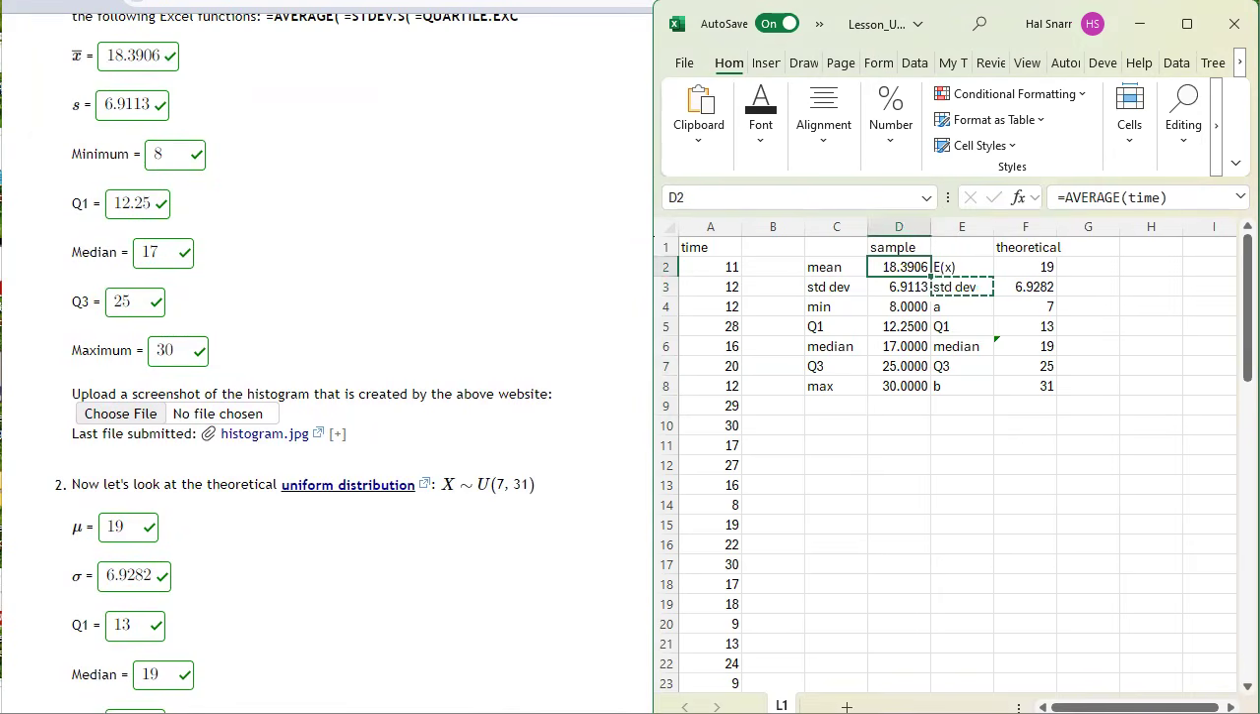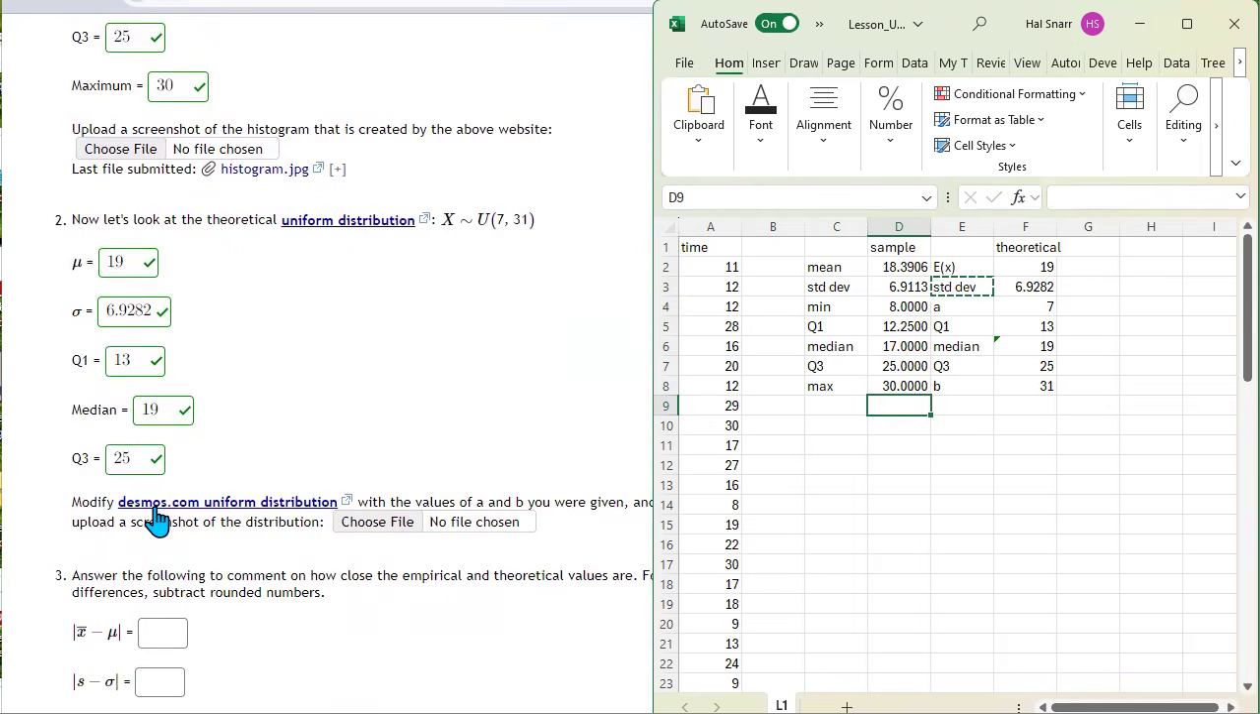19 is pretty close to the sample mean of 18.3906. The theoretical standard deviation, 6.9282, is pretty close to the sample standard deviation. The theoretical minimum is pretty close to the sample minimum. First quartile is pretty close to the sample first quartile. The theoretical median is pretty close to the median of the sample. The third quartile is exactly equal to the third quartile. And then the maximum theoretical value is just above the sample max.